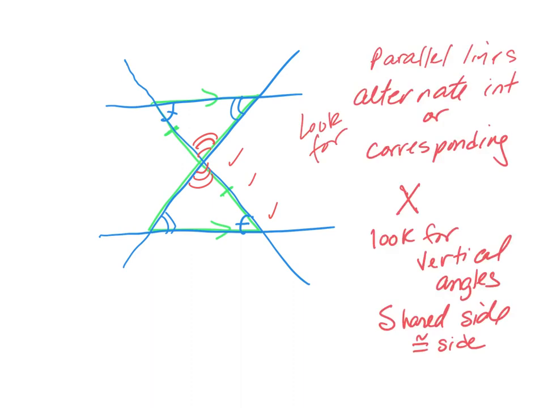So if you have parallel lines, you look for alternate interior or corresponding angles. If you have an X in the picture, you look for vertical angles. And if you have a shared side, that side is congruent to itself.